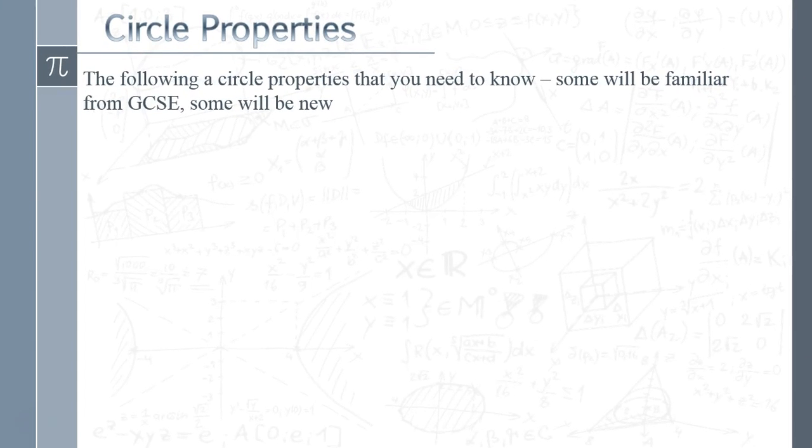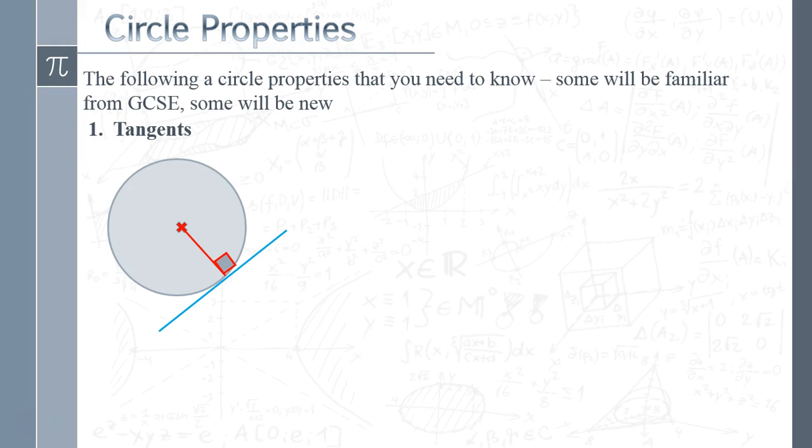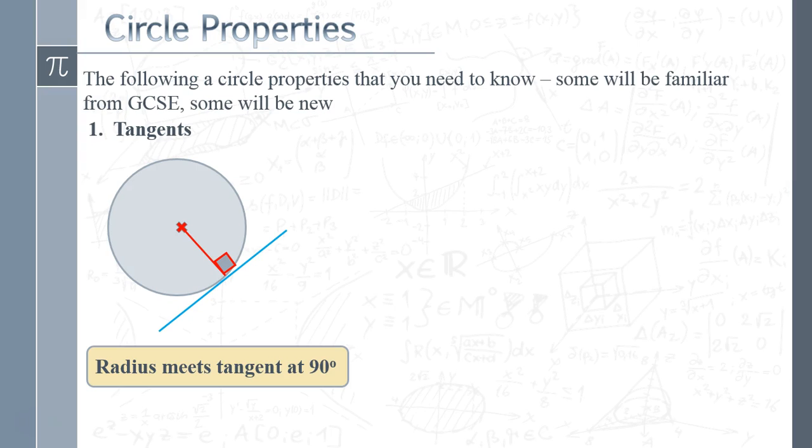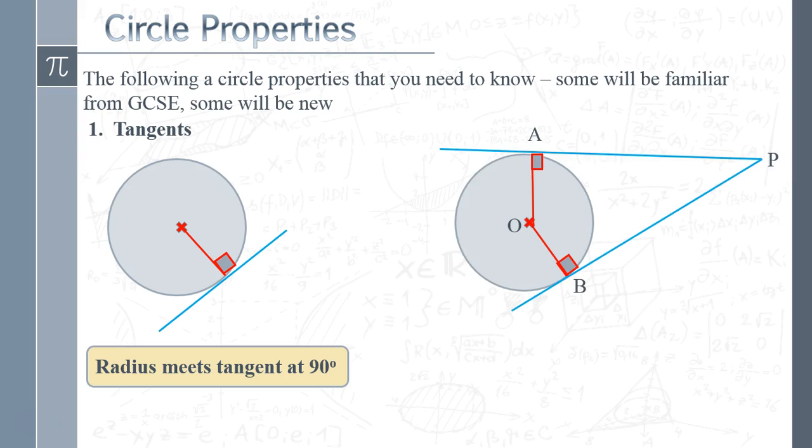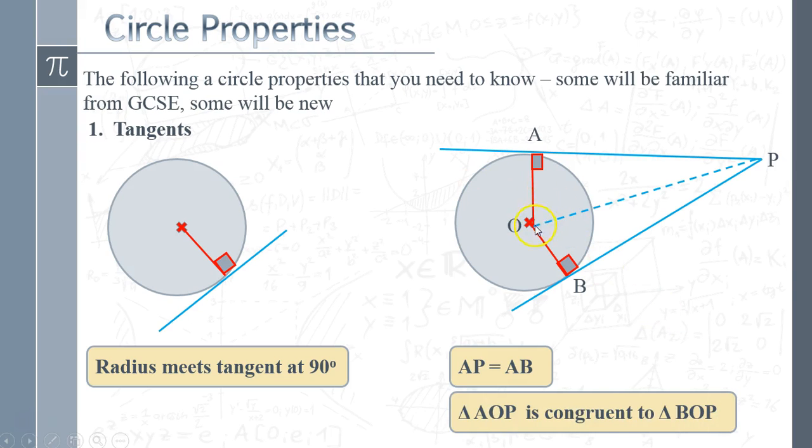Let's first of all talk about some of the properties that you need to be aware of, and in particular one new one that you may not have come across at GCSE. First up, we have already talked about this one in a previous video. We've got radius meets tangent at 90 degrees. And again, that should be a setup you're fairly familiar with, where we've got AP being the same distance as BP. We should also know that if we drop a line down the middle, you've got two congruent triangles. So AOP is the same as OBP, and all the associated properties with that. Those ones you should be aware of.